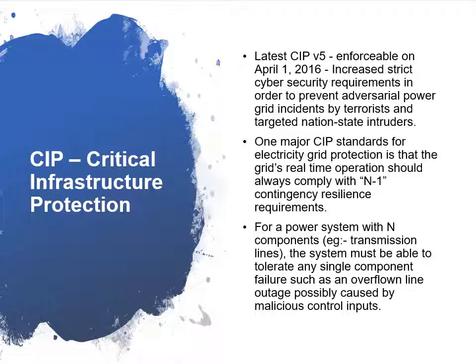Another major CIP standard, which was guideline for electricity grid protection, is that the grid's real-time operation should always comply with the N-1 contingency resilience requirements. So what that means is for a power system with N components, components could be anything. For example, it could be a transmission line. The system must be able to tolerate any single component failure. So that is why they say N-1. Any single component failure. The failure could be anything, such as an overflow line outage, and this could be caused by malicious control inputs.